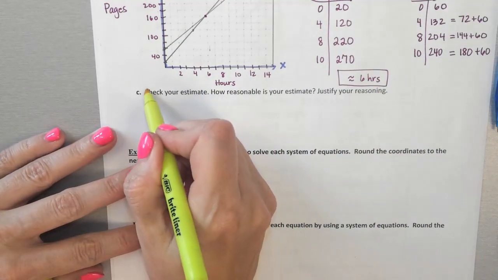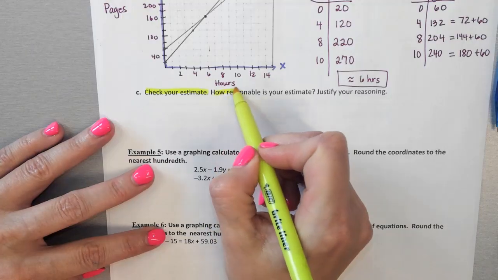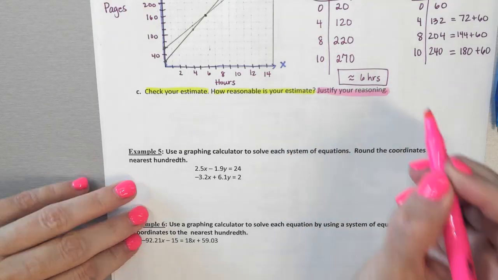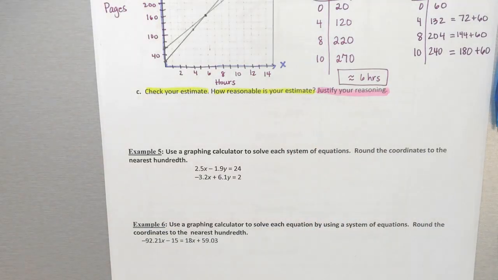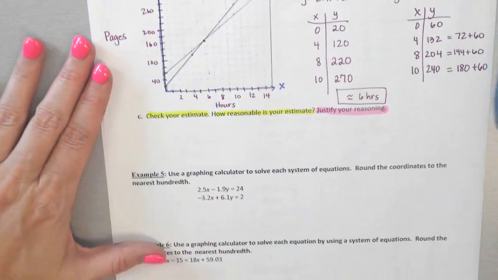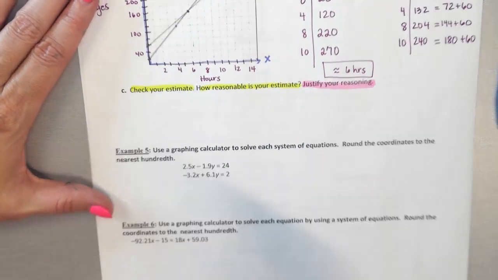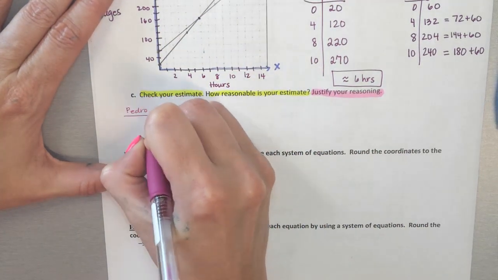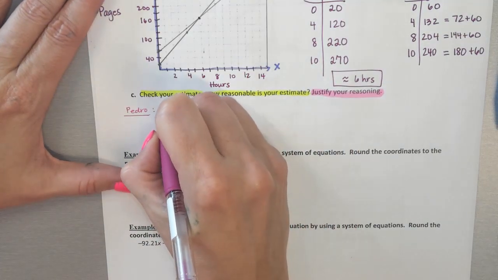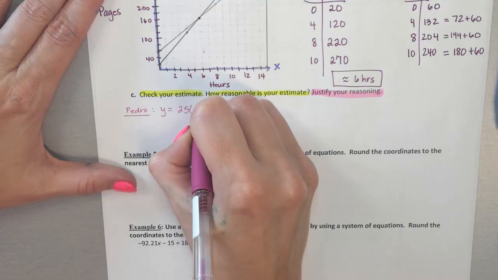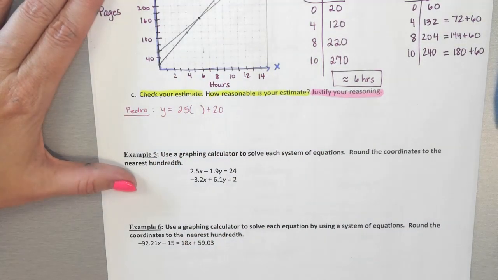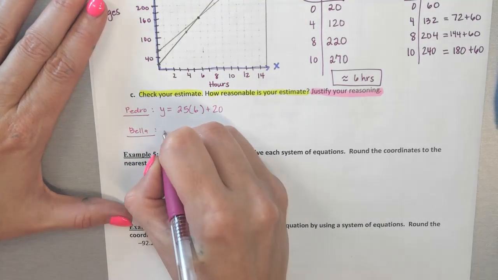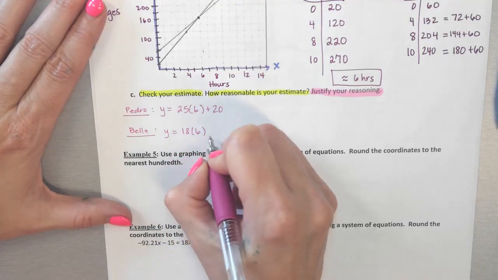Now C says to check your estimate. You have to answer how reasonable it is by justifying your answer. Okay, so we're going to write out an explanation, and when we check the estimate, we just have to plug these into our equations. So if I check this into Pedro's, which is y equals 25x plus 20, I'm going to substitute in the 6 hours. And for Bella, I have 18 times 6 plus 20.